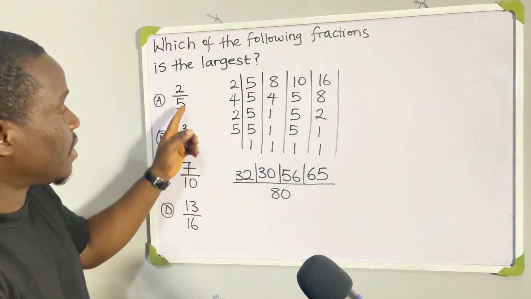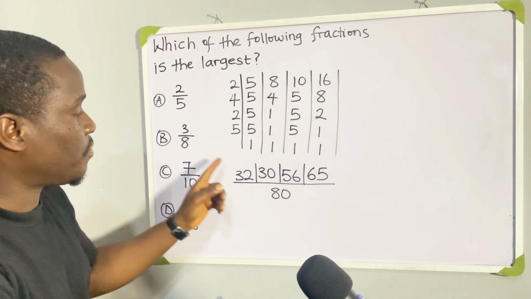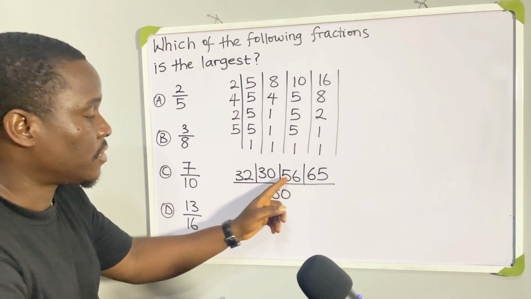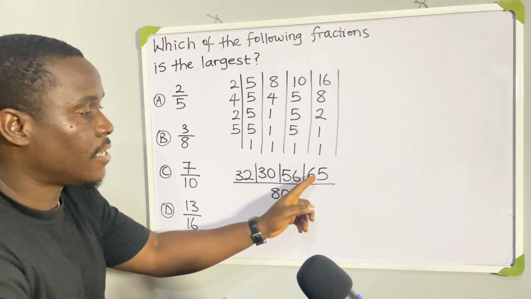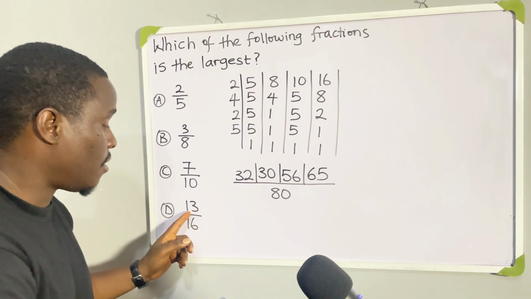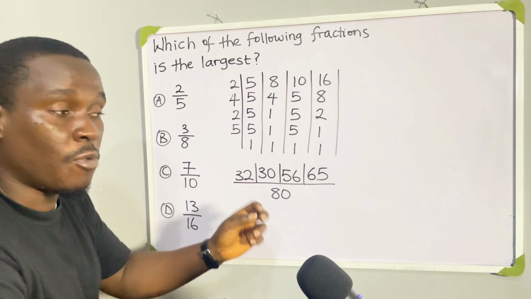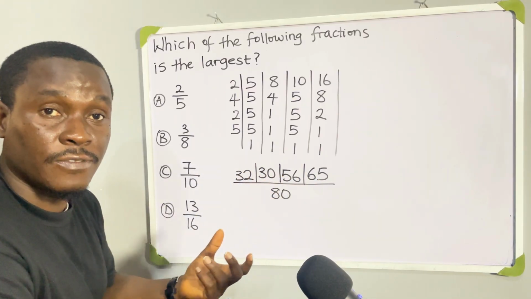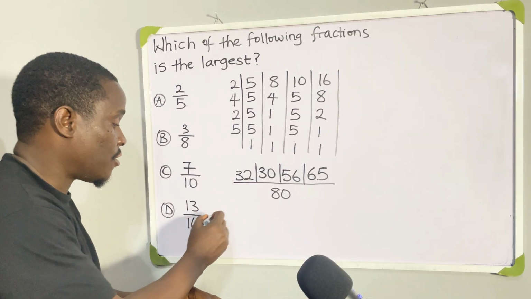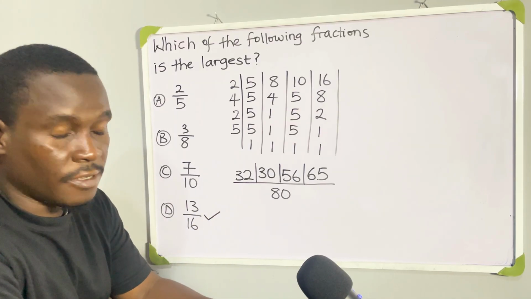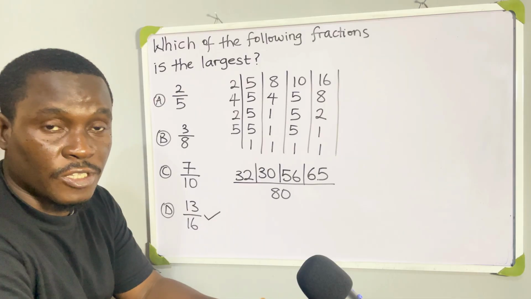So 35 represents the first fraction, 30 represents the second fraction, 56 represents the third fraction, and 65 represents the fourth fraction. So since 65 is the largest among these representatives, it means that the largest fraction is option D. Very simple. Hope you understood the lesson.